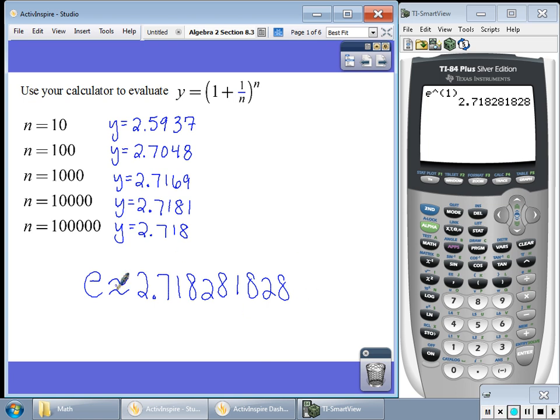This is an irrational number. There's no pattern to the numbers after the decimal point. You can't represent it as a ratio of two integers. And again, this is called the number e.